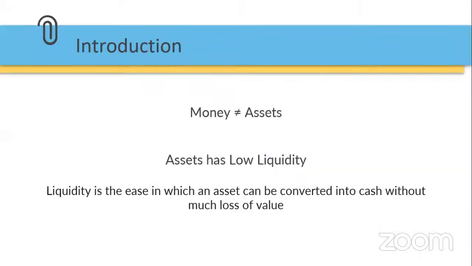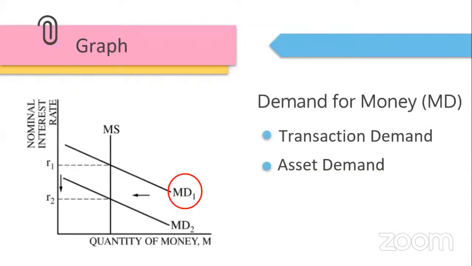We need to differentiate M1 money from other assets. This is because other assets have low liquidity. What's liquidity? Well, it's the ease with which an asset can be converted into cash without much loss of value. After understanding the definitions, let's move on to the graph.